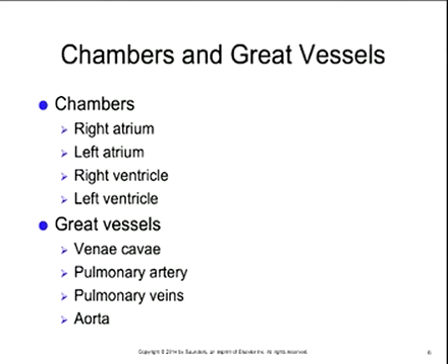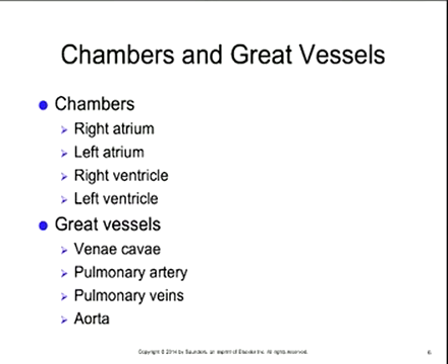The chambers are listed here. The receiving chambers of the heart are the right and left atrium. The right atrium receives blood from the body, the left atrium receives blood from the lungs, and the discharging chambers are called the right and left ventricle. The right ventricle discharges blood to the lungs, and the left ventricle discharges blood to the aorta, which leads to the body. The vessels that dump into the right atrium from the body include the superior and inferior vena cava, and the coronary sinus, which actually drains blood from the heart organ itself.